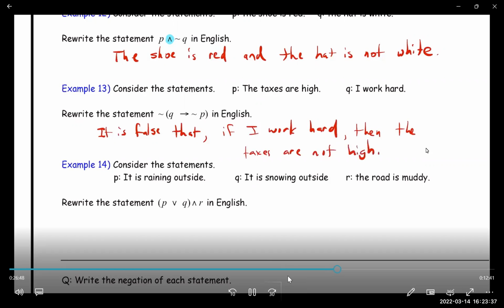All right, very good. So let's double check that. This part is, it is false that, and then the inside part would be, if I work hard, then the taxes are not high, because of the squiggly line. All right, perfect. That was it.